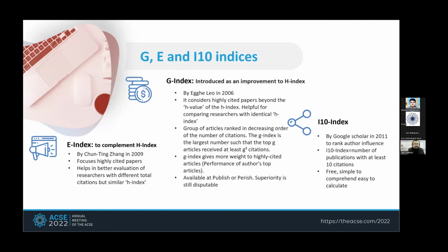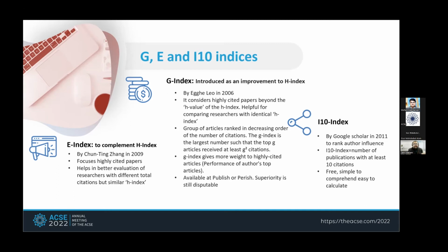Let's see the G, E, and i10 indices. The E index was introduced to complement the H index in such a way that it focuses on highly cited papers. It helps better evaluation of researchers with differing total citations but a similar H index. Similar to the E index, the G index was also introduced as an improvement to the H index. It helps to differentiate researchers with identical H index, similar to what you have seen for the E index.